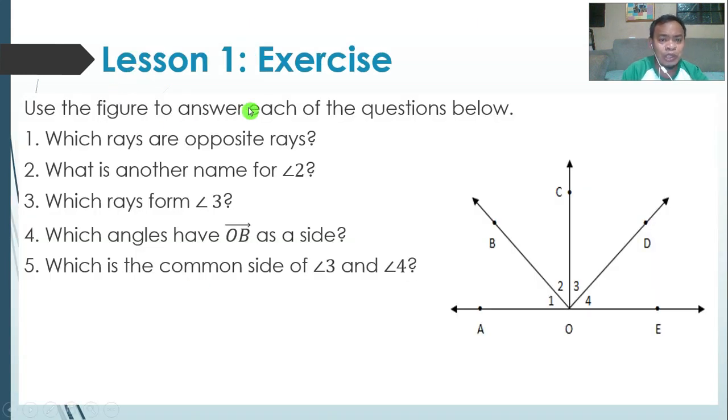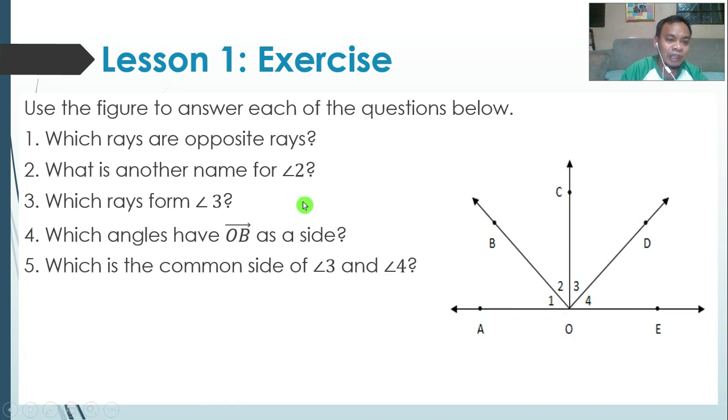Use the figures to answer each of the questions below. So, we have here the figure. Okay, so, number 1, which rays are opposite rays? Saan po dito yung tinatawag nating opposite rays? Diba? Opposite rays, yung isa papunta sa kabila, yung isa papunta sa kabila, and they share the same endpoint. So, based on the figure, our opposite rays is ito. This is point O. Then, ray OA, diba? Ray OA, papunta sa left. Then, si ray OE, papunta sa right.